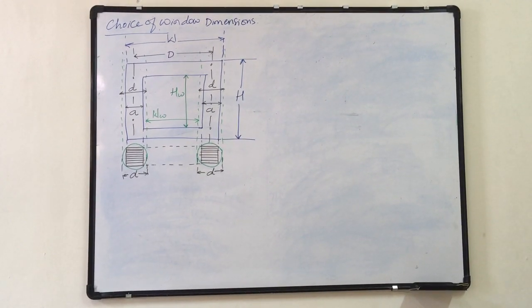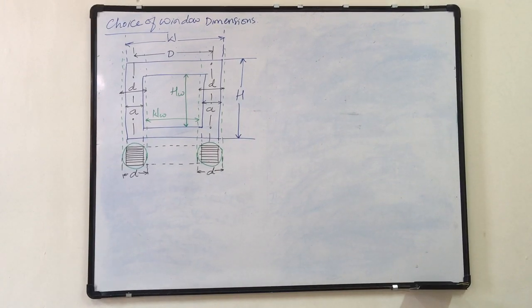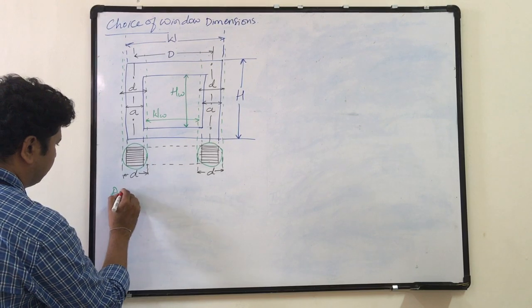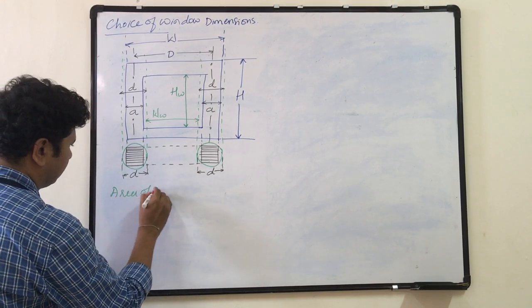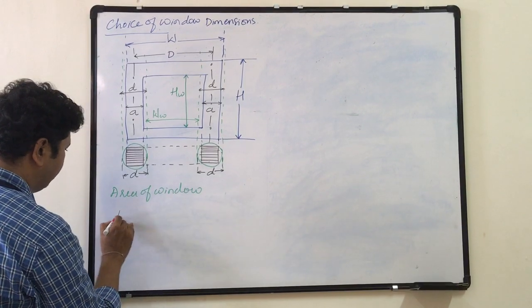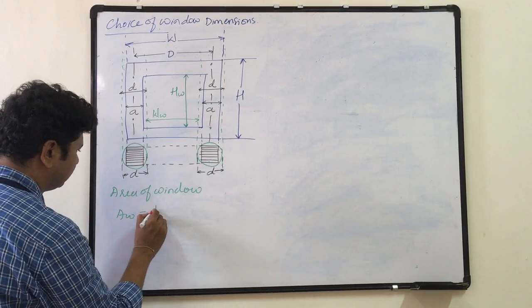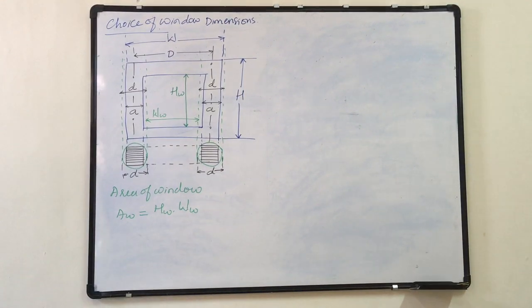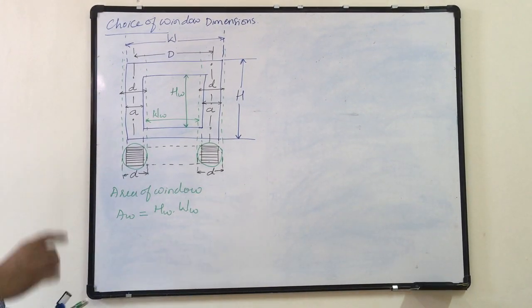Okay. So now what is area of window? Now area of window is given by AW is equal to height of window into width of window. So now I got area of window from the output equation.